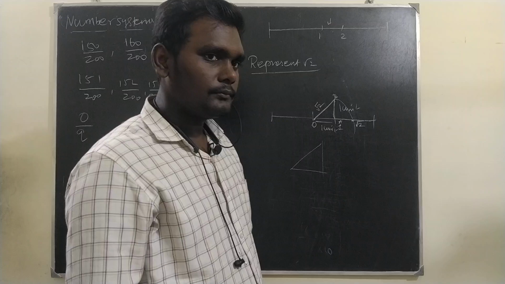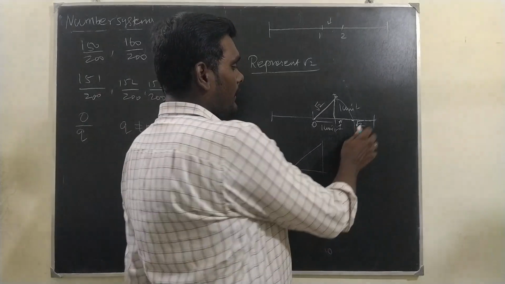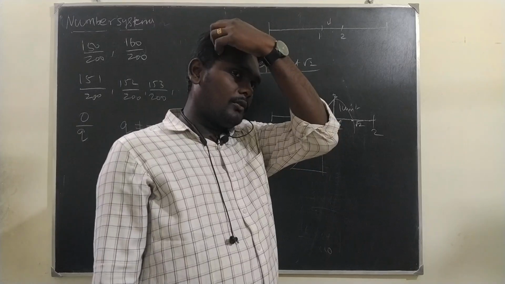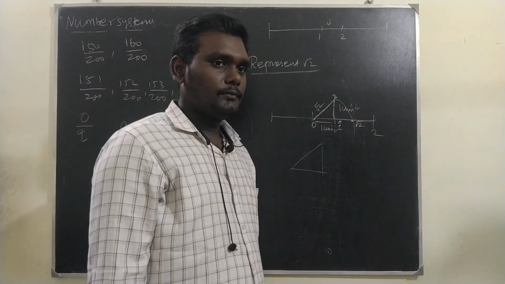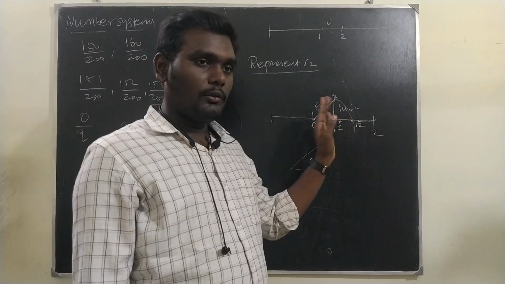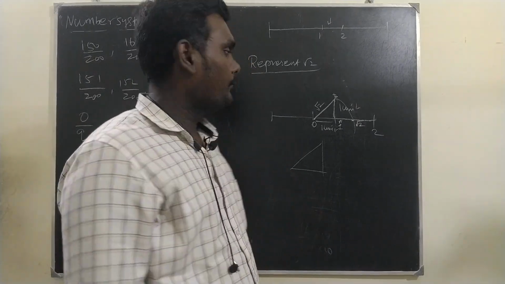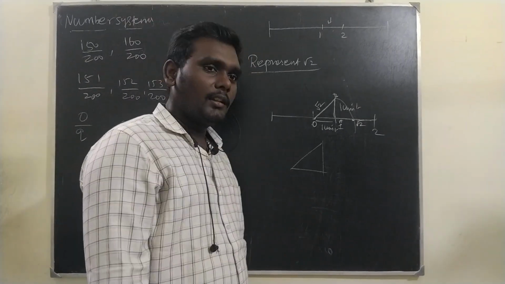Clear? So where it will intersect is between 1 and 2, somewhat nearer to, somewhat in between 1 and 2, not exactly in the middle. Okay, next, represent root 3 on the number line.